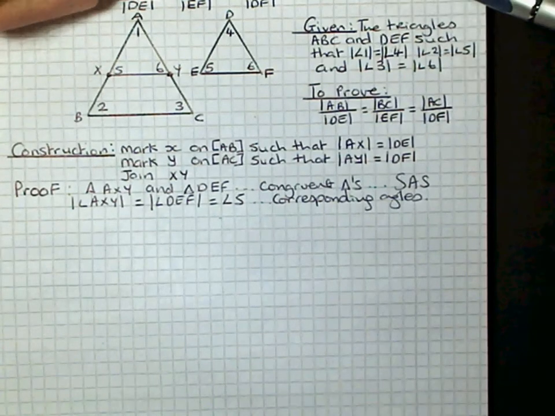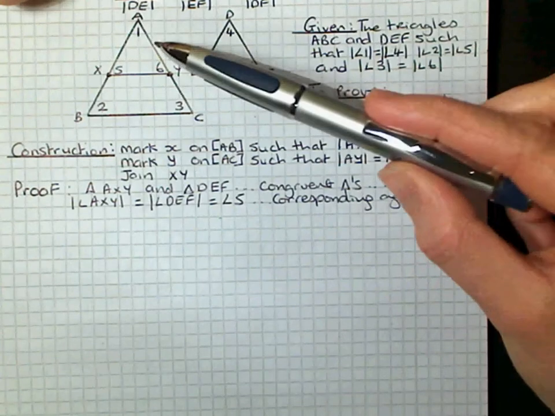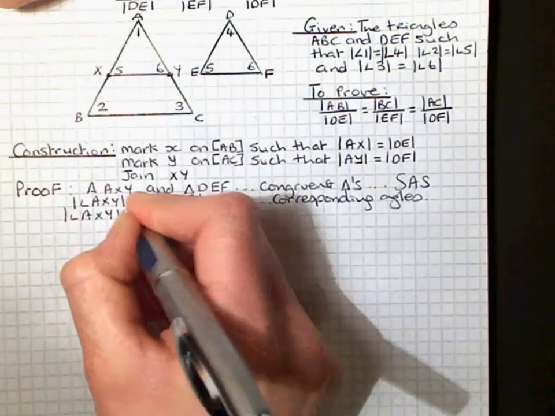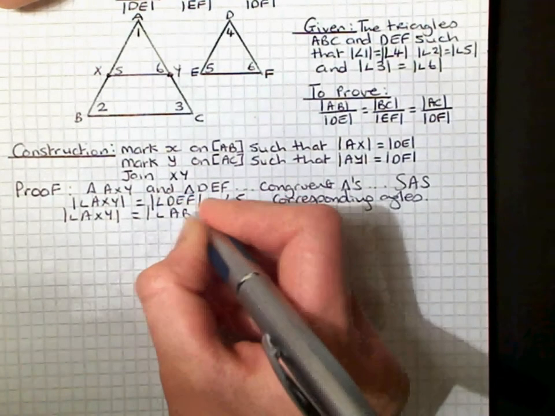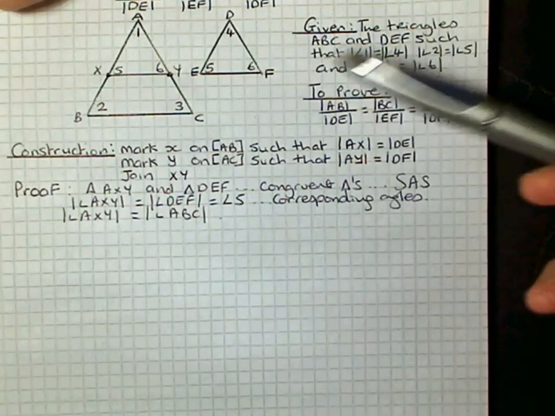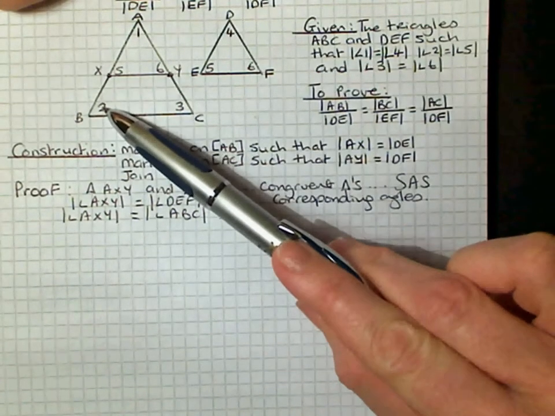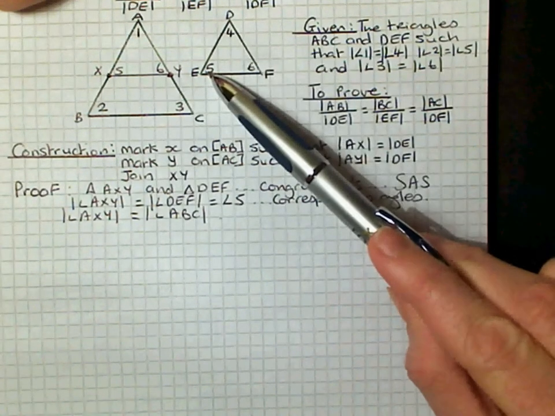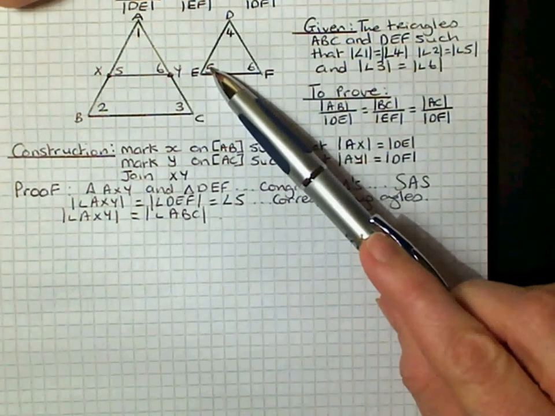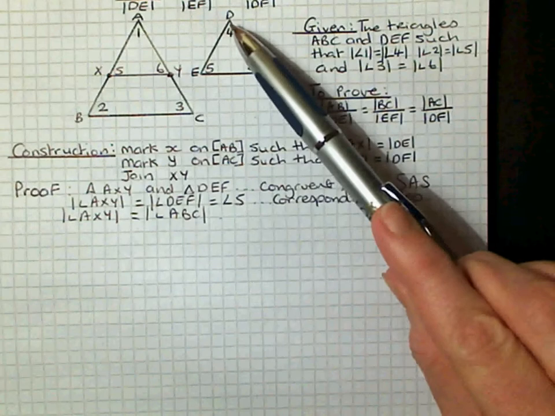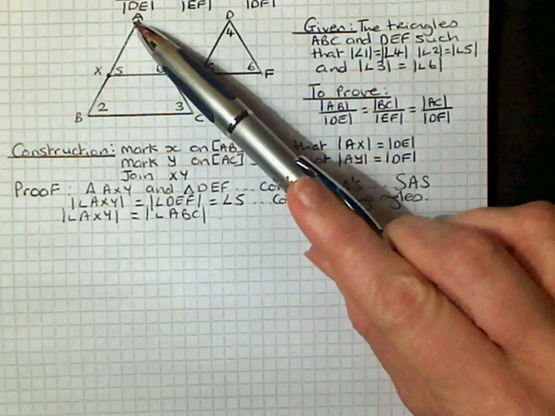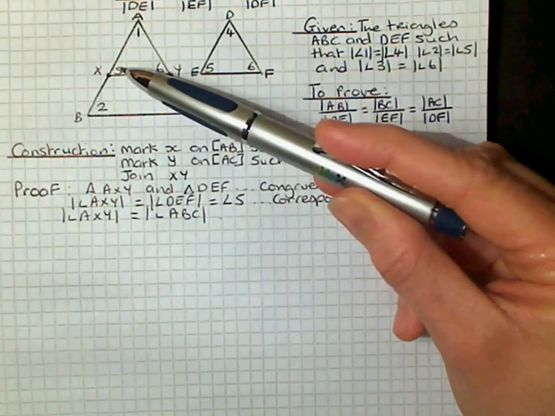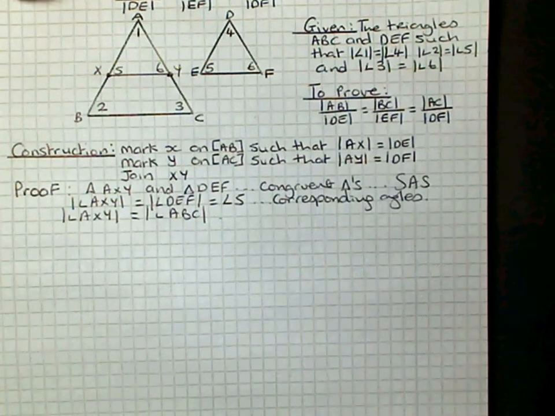Now by looking at the triangle again, we can say that the angle AXY is equal to the angle ABC. The reason we can say this is because we were given that the angle ABC, which is angle 2, is equal to the angle DEF, which is angle 5. And we have already shown by using the congruent triangles that the angle DEF, which is number 5, is equal to the angle AXY, which is also number 5. So therefore the angles AXY and ABC are equal.